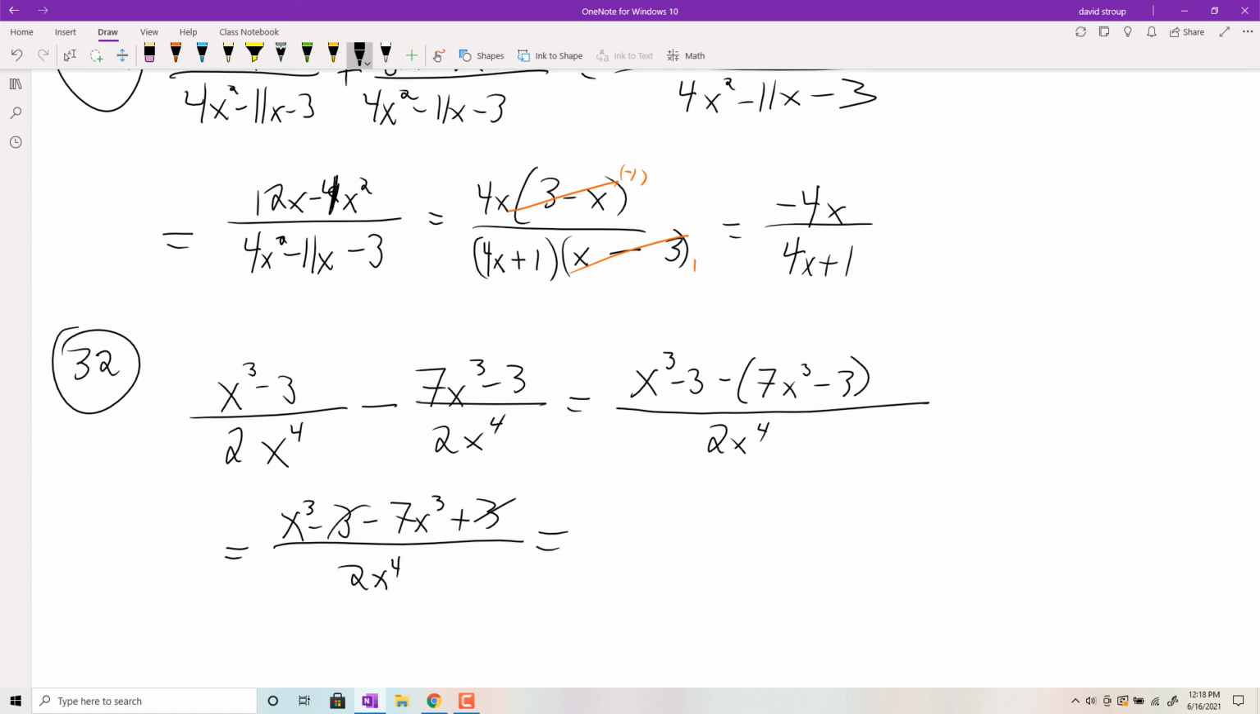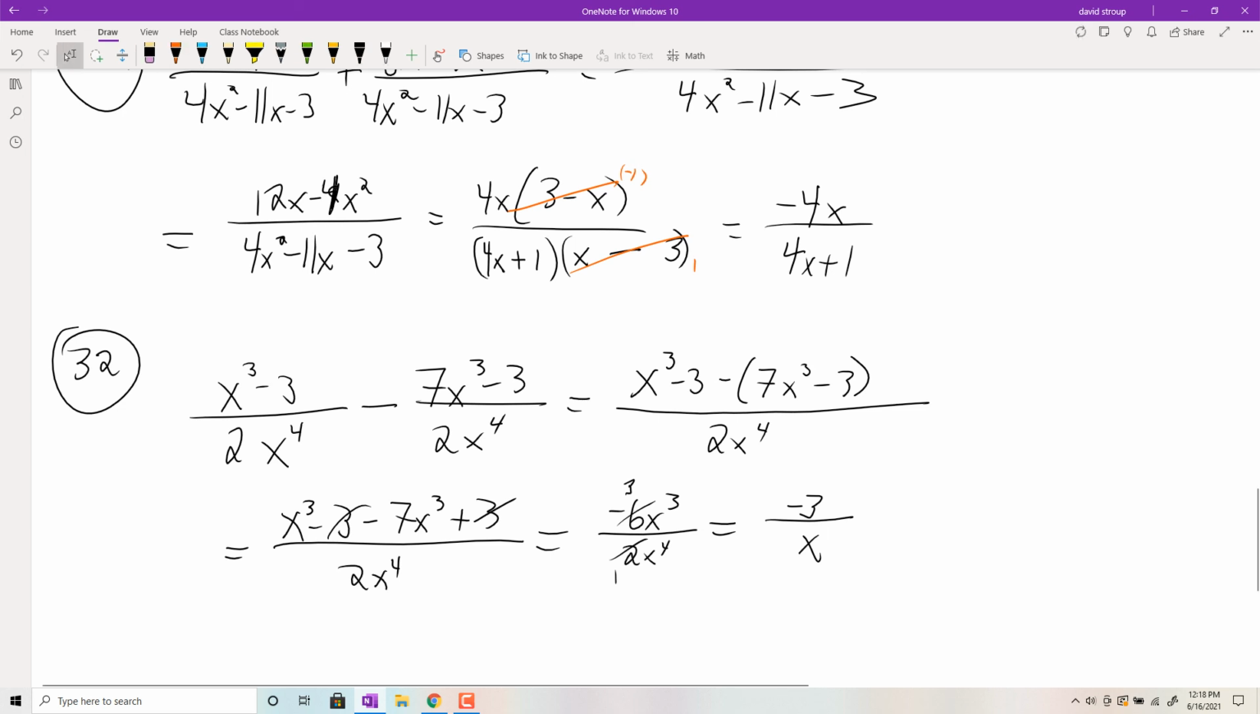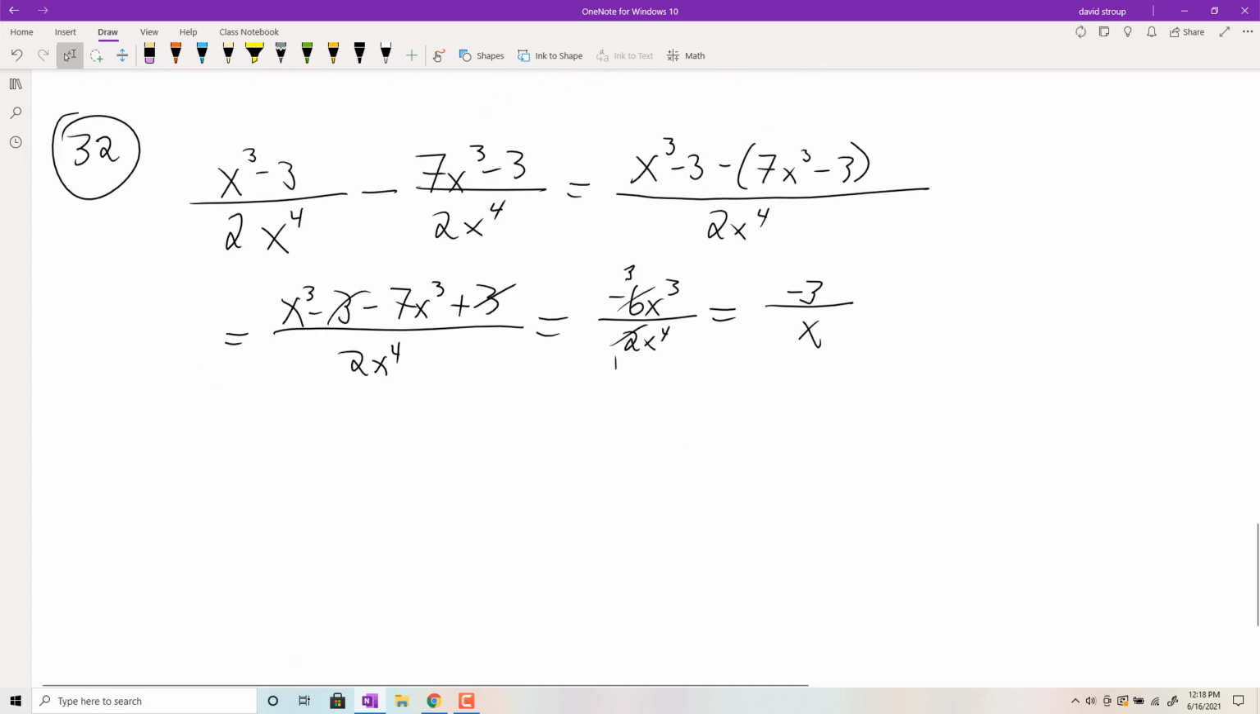Looks like the 3's are canceling. You get negative 6x cubed all over 2x to the 4th. Negative 6 over 2 is the same as negative 3 over 1. And then we could do a subtraction of exponents. So we end up with negative 3 all over x to the 4 minus 3, which should just be x to the 1, so negative 3 over x. Okay. Or if you need to, you could factor it into x times x times x all over x times x times x times x, and then remove common factors. But it's just a bit of work. Seems like more work than it's worth.